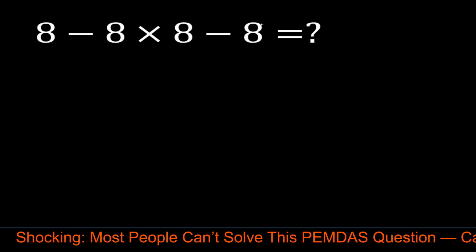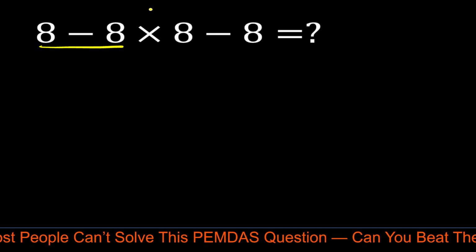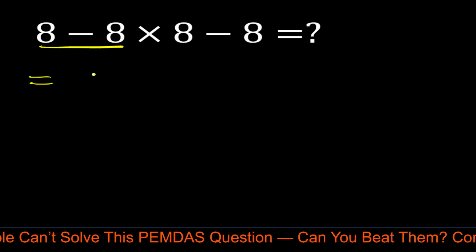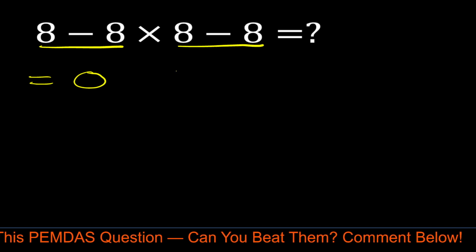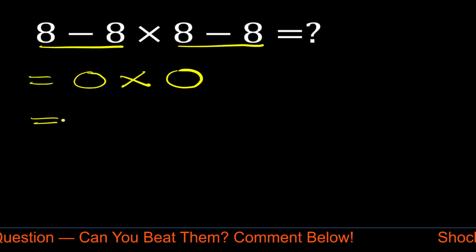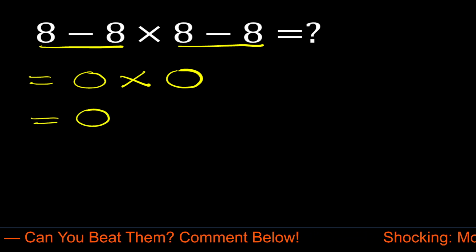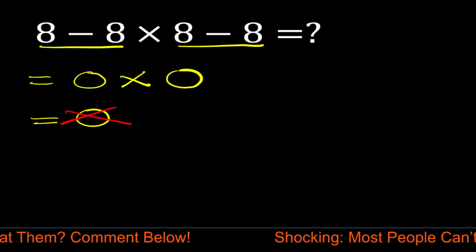So most people solve this question like 8 minus 8. So 8 minus 8 is equal to 0, right? And again 8 minus 8. So 8 minus 8 is equal to also 0. Now 0 times 0. So 0 times 0 is equal to 0, right? But this answer is not correct. This answer is completely wrong.